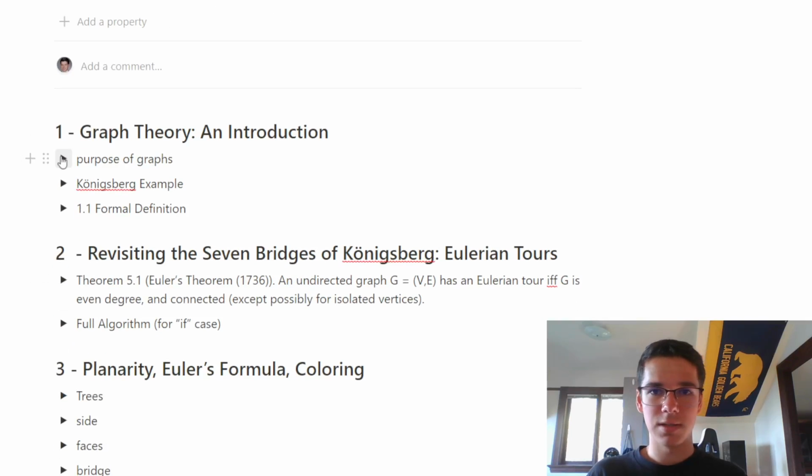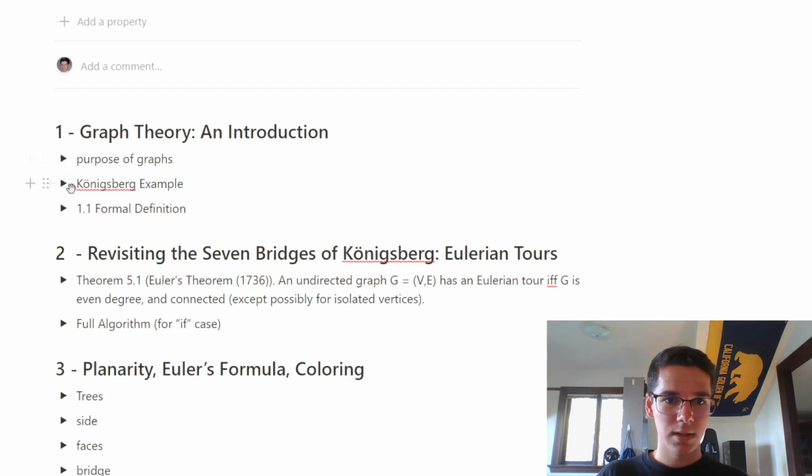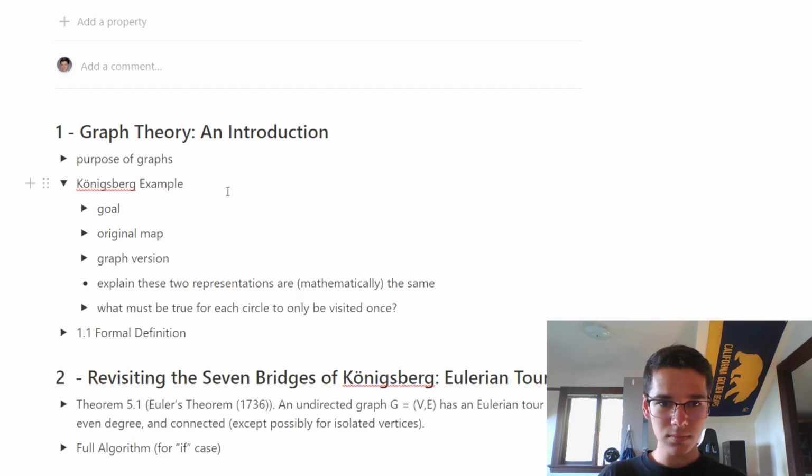So what is the purpose of graphs? Basically, it's to take something that's complex, that usually involves networks of some kind, and boil it down into entities and the connections between them. So it's to help us model real-world phenomena. And we're going to look at an example called the Königsberg example.